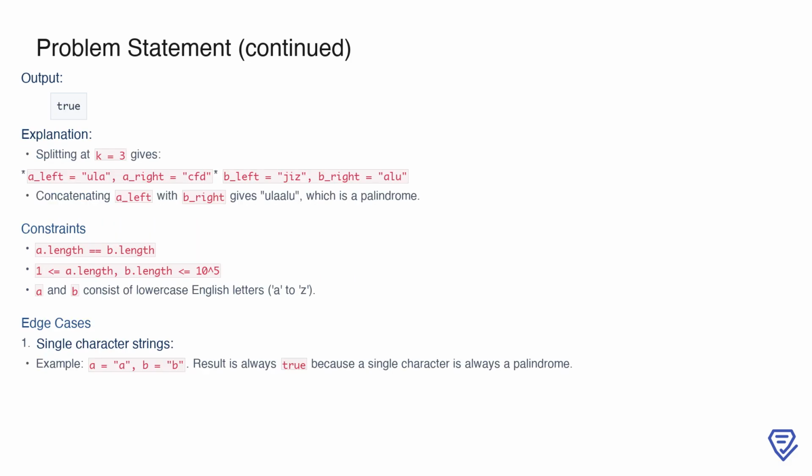For another example, let's take A equals ulacfd and B equals jizalu. Splitting these strings at k equals 3 gives us A_left equals ula and A_right equals cfd, while B_left equals jiz and B_right equals alu. When we combine A_left with B_right, we get the string ulaalu. This string reads the same backward as it does forward, so it's a palindrome. As a result, the output is true. This shows that even with more complex strings, the method of splitting and recombining can successfully form a palindrome. It's important to note that the algorithm needs to explore different values of k to find the right split point.